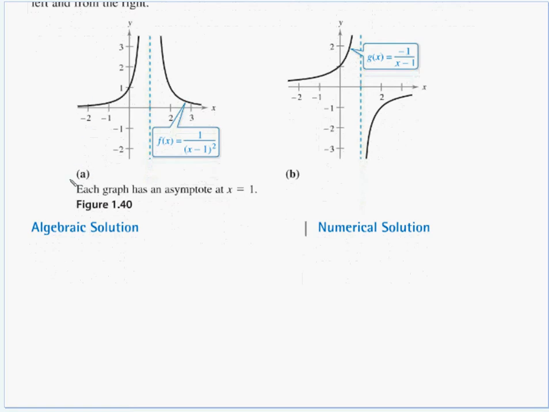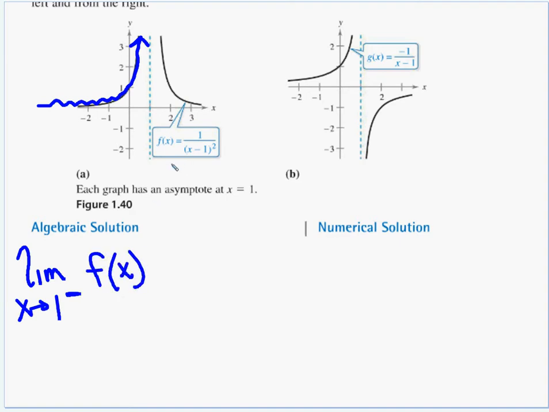Now here on the first one, letter A, our naughty number is 1, and as we're approaching here from the left, I'll use blue ink. The function's going up, up, up to infinity. So we could write the limit as x approaches 1 from the left of f of x. I'm not going to rewrite the whole function. It's right here. That limit is equal to positive infinity.